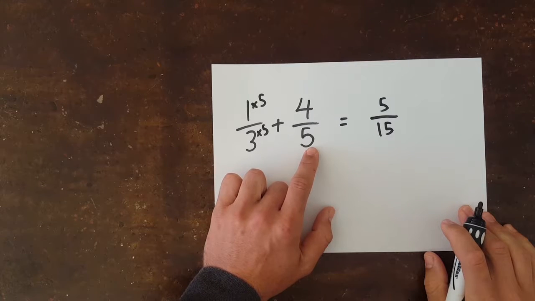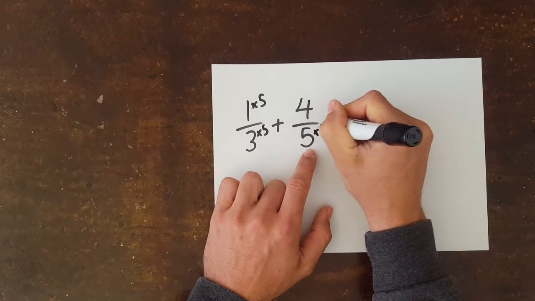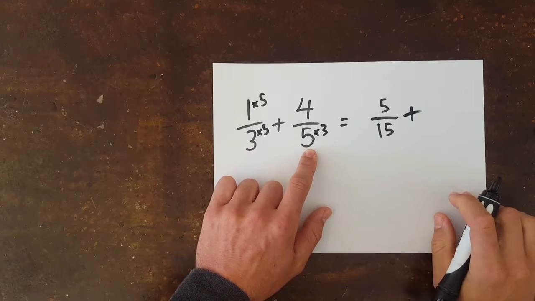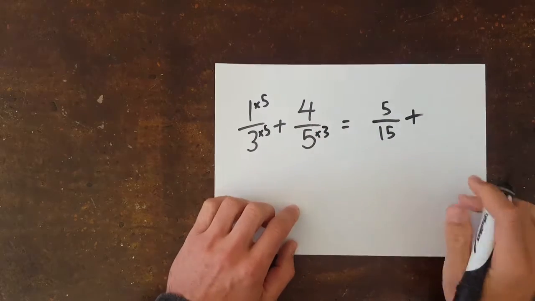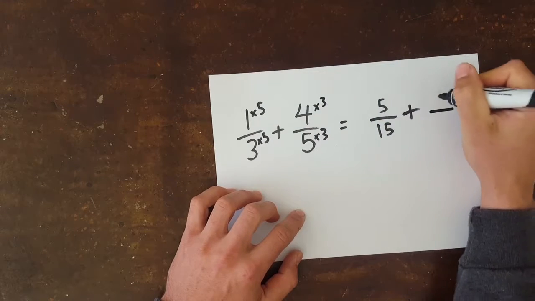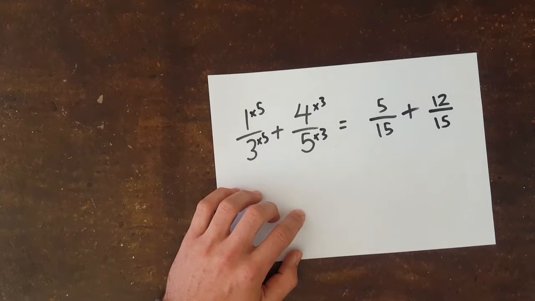Next, how do we get 15 out of 5? We need to times it by 3. 5 times 3. Now, if we do it to the bottom, we have to do it to the top. So we've got to times the numerator by 3 as well. So we have 12 over 15.